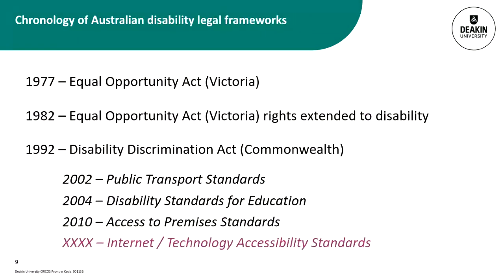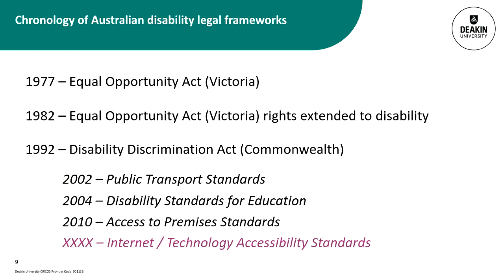But higher education doesn't operate as an island in its own right. It operates in a broader social, economic, legal context. The slide on screen at the moment talks about the evolution of Australian disability legal frameworks. If we go back to 1977, the Equal Opportunity Act in Victoria was enacted, and disability was not included. It wasn't an attribute that was protected under that legislation.